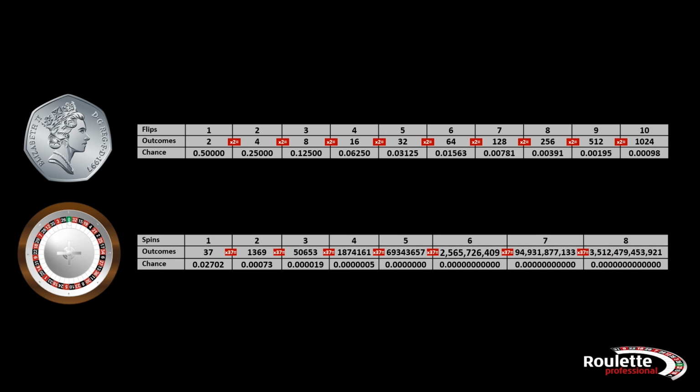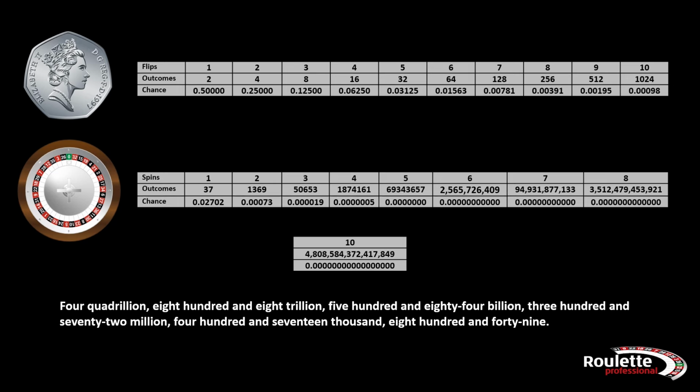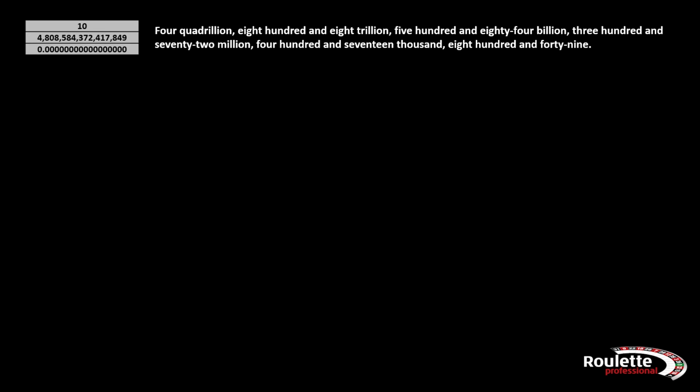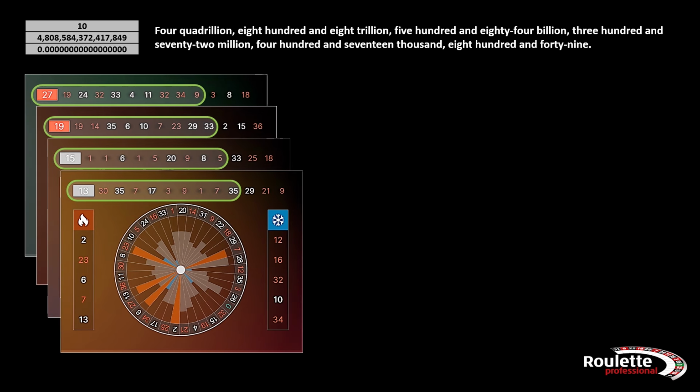As you consider the results from more games, you can see the possible outcomes from a roulette wheel is exponential, so the number gets big really quick. At 10 spins, the number of outcomes is 4 quadrillion, 808 trillion, 584 billion, 372 million, 417,000, 849. So, the chance of you seeing any of those last 10 results in that exact order is nearly 1 in 5 quadrillion. And why roulette results are considered as random?